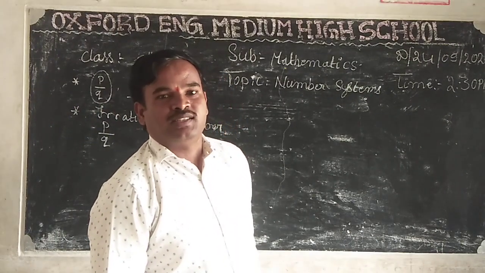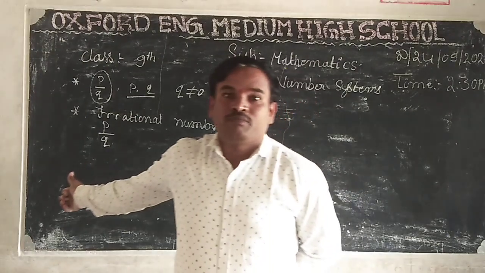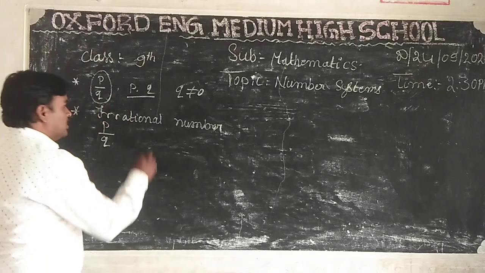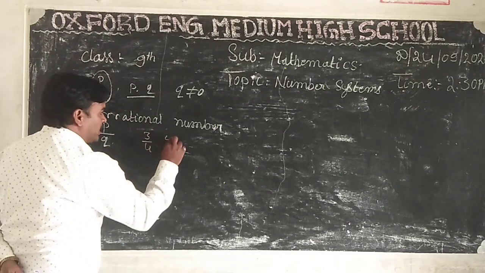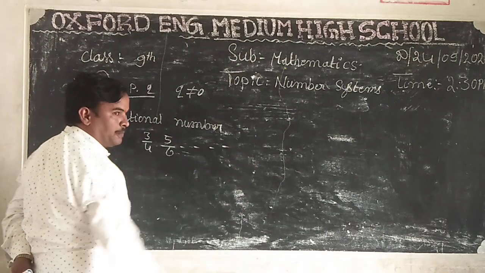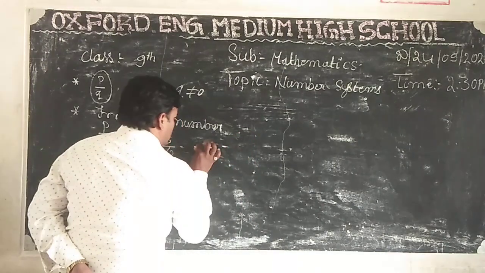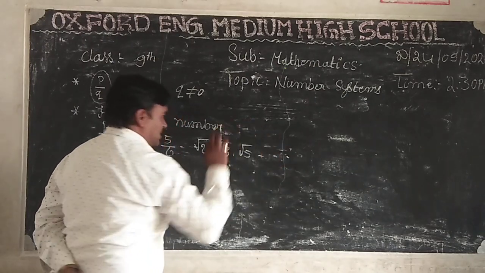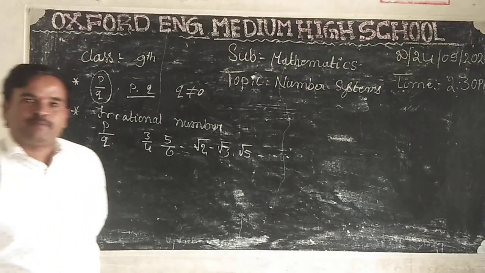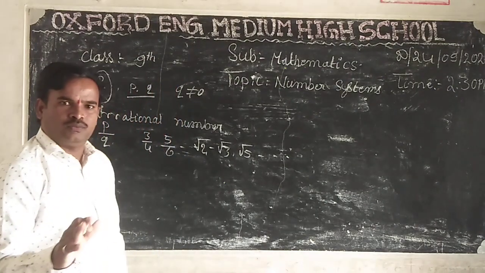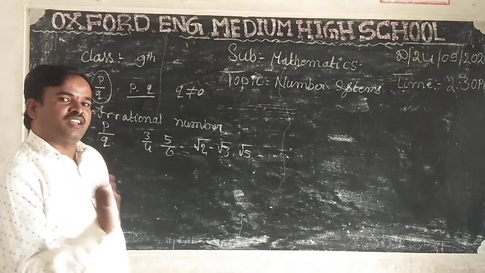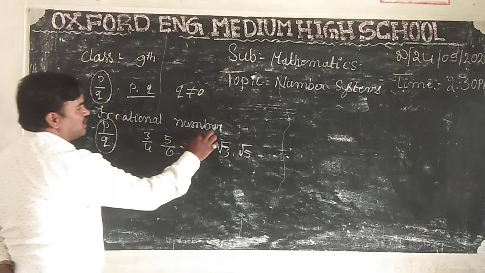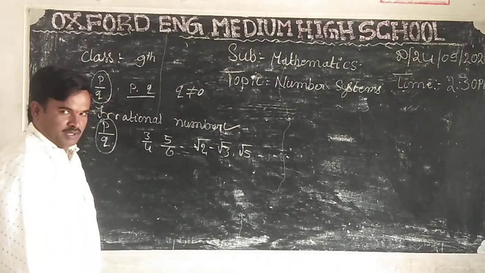What is the p by q form? Examples are 3 by 4, 5 by 6, etc. These are rational. And root 2, root 3, root 5, etc. are numbers that cannot be expressed in the form p by q. Such types of numbers, dear children, we call irrational numbers.